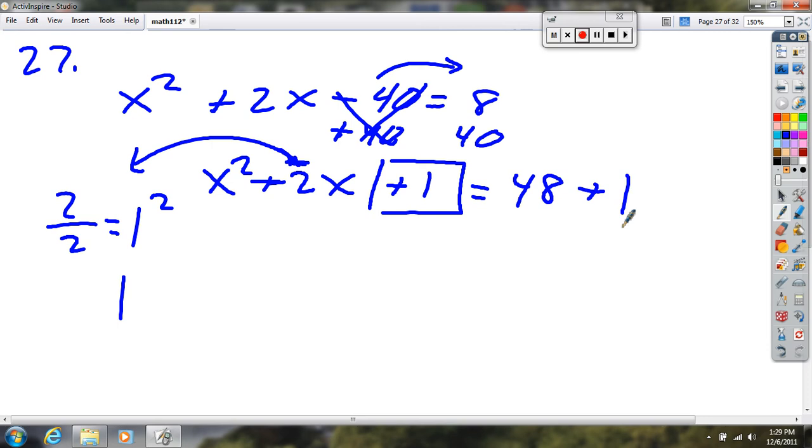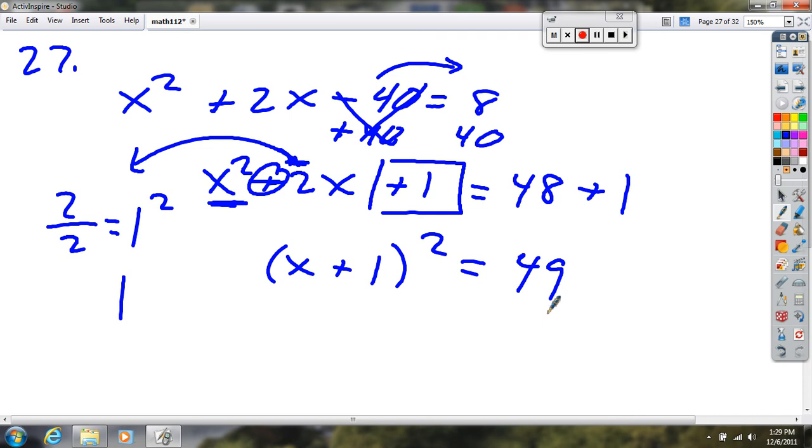Now, then I put a parenthesis squared. How do we get x squared? Well, I need x squared, x times x. How do I get 1? 1 times 1. This middle sign goes in here, which you do every time. Equals 48 plus 1 is 49.